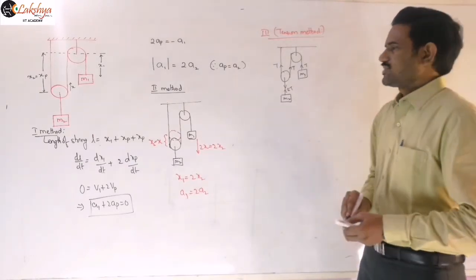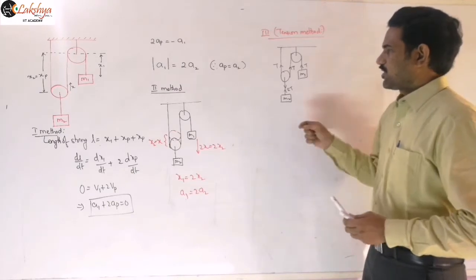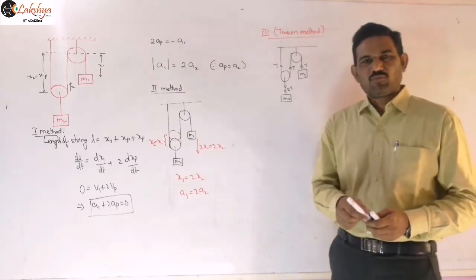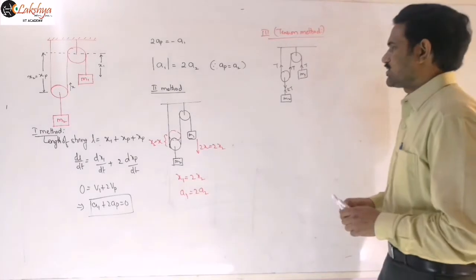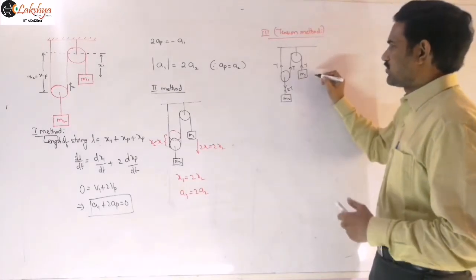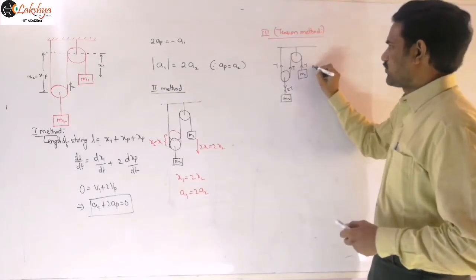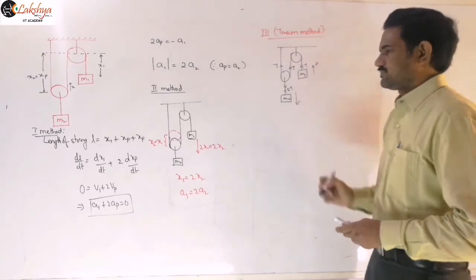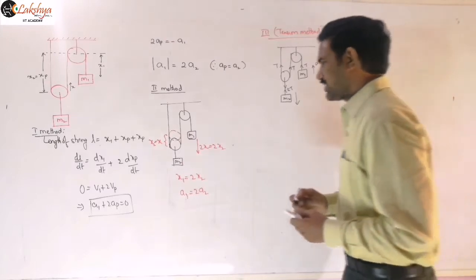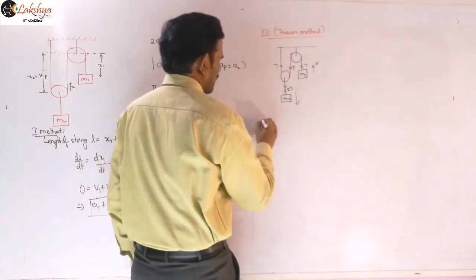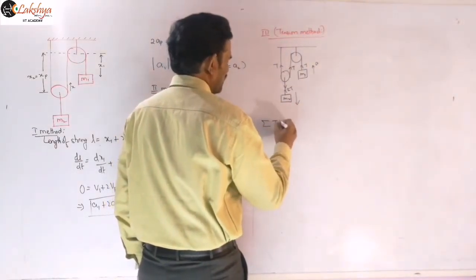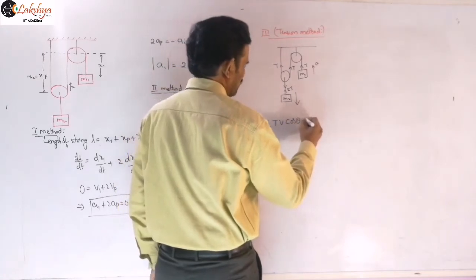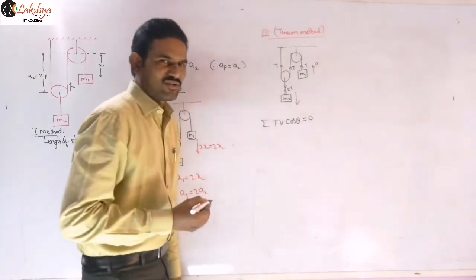And here you may assume the direction of motions of these blocks. If one block is moving upwards, then the other block will move downwards. Let us take any one of the blocks, suppose it is moving upwards, and then the other will move downwards. Then we can apply our tension equation. That means in the tension method we will write sigma TV cos theta is equal to 0. So this is our equation here.